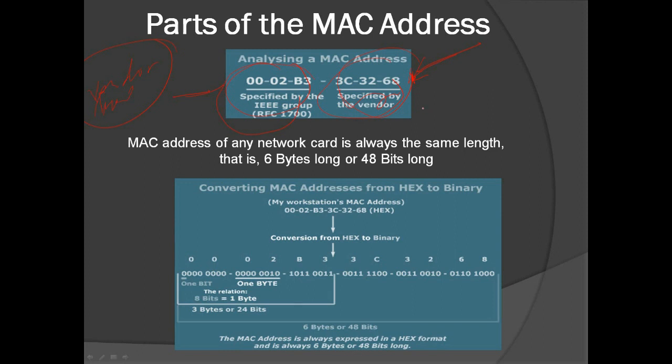Okay, so we have two parts: the vendor side and the device identification. So these are the two parts of the media access control address, or the MAC address. The first part would be for the vendor, and the other part would be for the device identification.